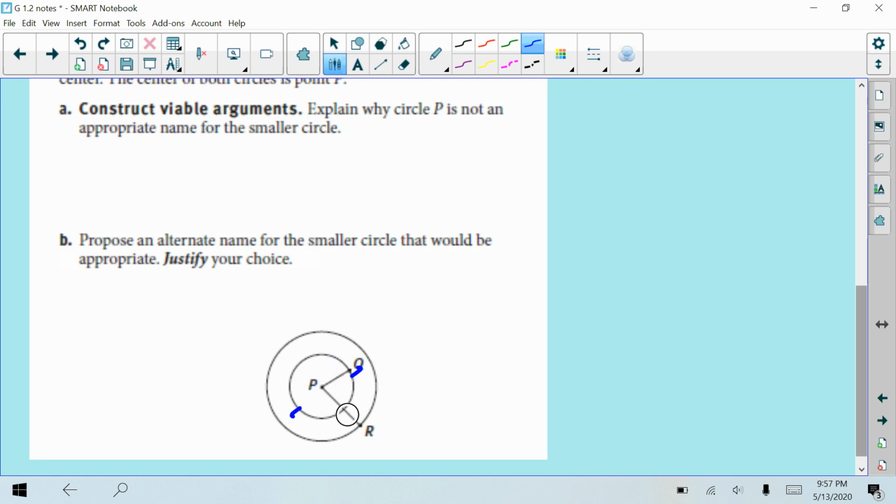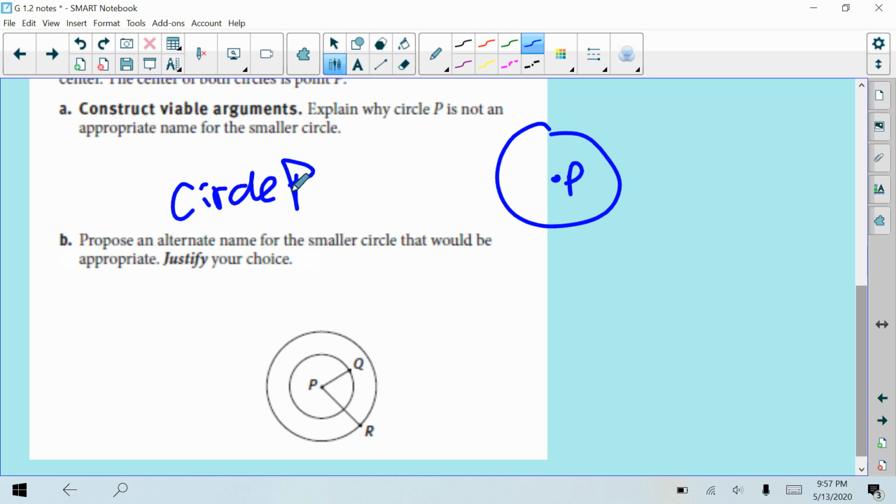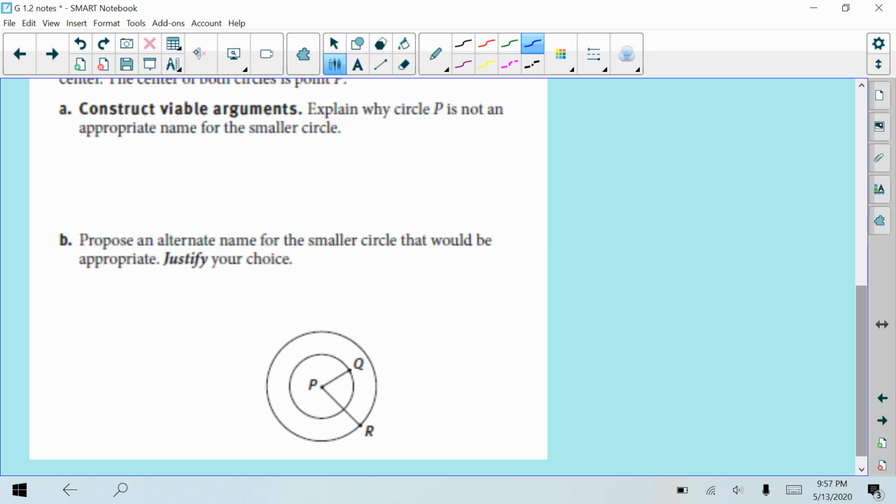If I just had this, then you would definitely call this circle P, and you would be done. But this cannot be named circle P, because there are 2 circles here with the same center. So that is why it's not an appropriate name.